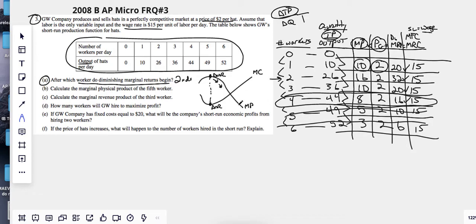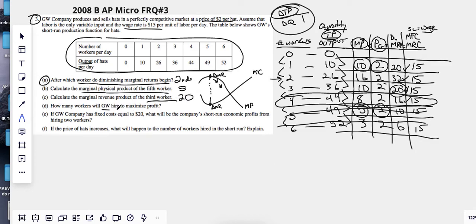Marginal product continuously decreases. Calculate the marginal physical product of the 5th worker. This is just marginal product. Marginal physical product would be sort of if you were doing it with this formula right here. So just know marginal product of the fifth worker, 1, 2, 3, 4, 5. Oops, sorry, 5. 5, I think. Calculate the marginal revenue product of the third worker. Third worker, marginal revenue product is 20.